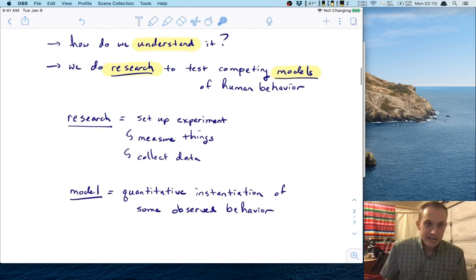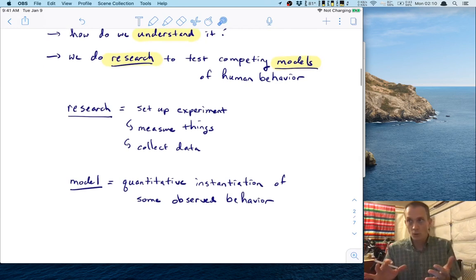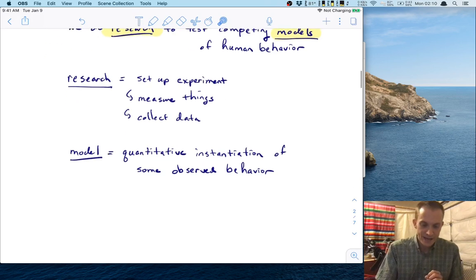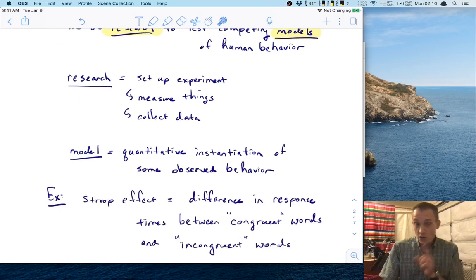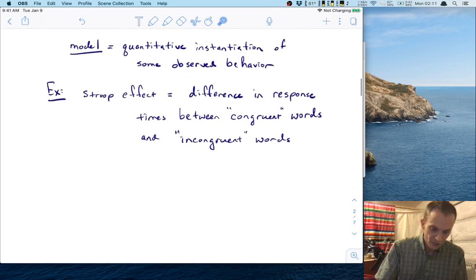Now, what do I mean when I say we test competing models of human behavior? Well, this is where the statistics part comes in. A model in cognitive science and behavioral science more generally is a quantitative instantiation of some observed behavior. So essentially what we're doing with a model, or as modelers, is we are turning the Stroop effect, this thing that we were able to qualitatively describe, into something that's quantitative. We're turning it into something that involves numbers. So let's talk about exactly how we do that for this Stroop effect.